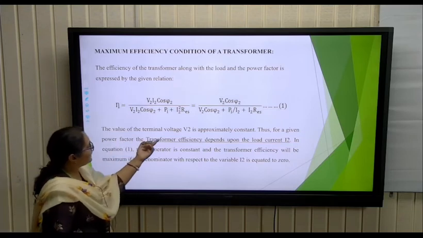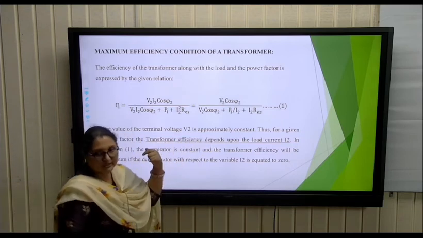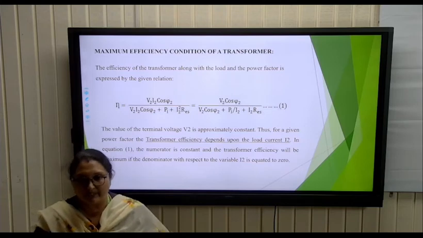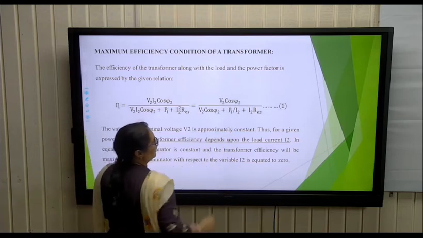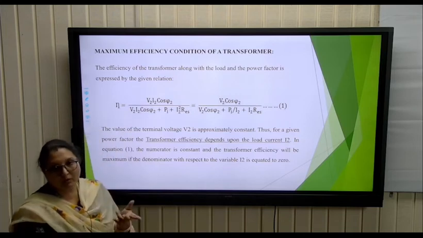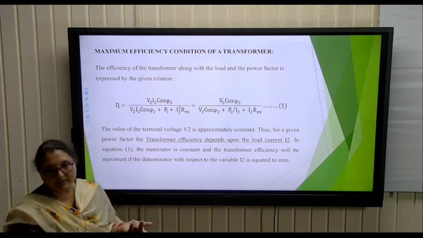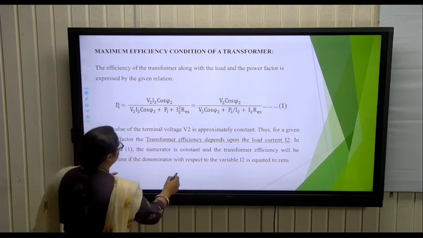The value of the terminal voltage is approximately constant. Once it is loaded, V2 is constant and cos phi is constant, since this is a load parameter. Then what varies? Only the core and the copper losses. So this is the condition.